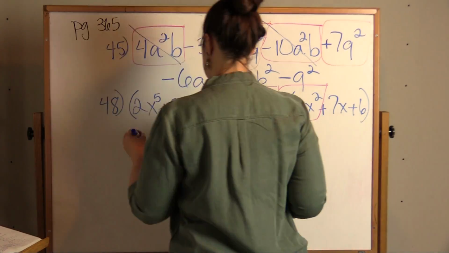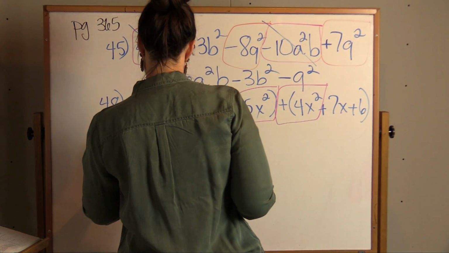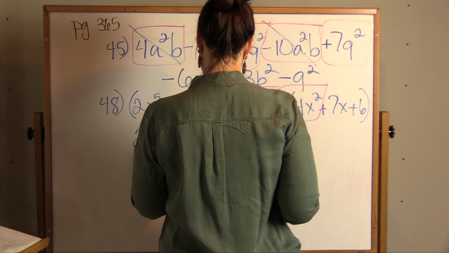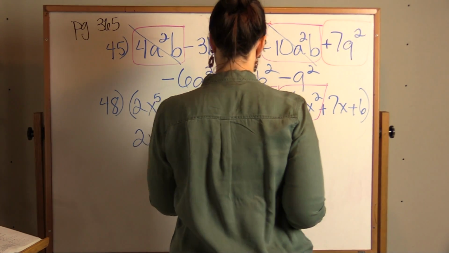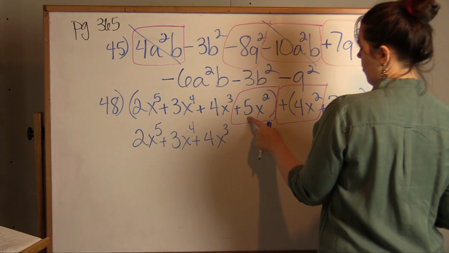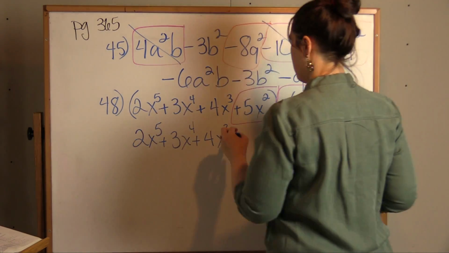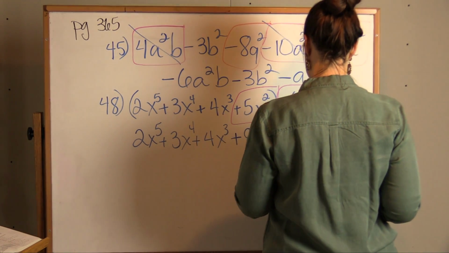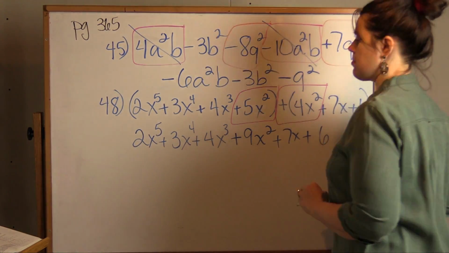So I'm just going to start rewriting the problem. 2x to the 5th plus 3x to the 4th plus 4x to the 3rd. For my x squareds, I have a positive 5 and a positive 4. So that's plus 9x squared plus 7x plus 6. And that's my answer.